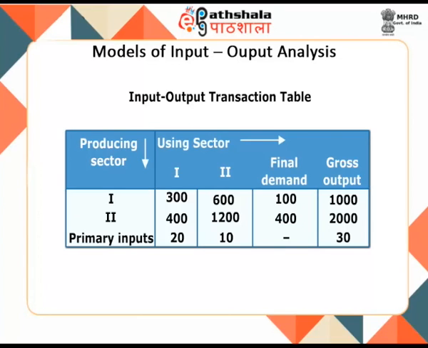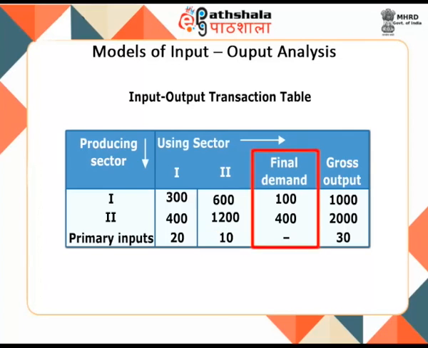In the above table, the first column shows the inputs required by Industry 1 to produce 1000 units of output: it requires 300 units of its own output, 400 units of output of Industry 2, and 20 units of primary input. The second column of the table shows the inputs required by Industry 2 to produce 2000 units of output: it requires 600 units of Industry 1's output, 1200 units of its own output, and 10 units of primary input.